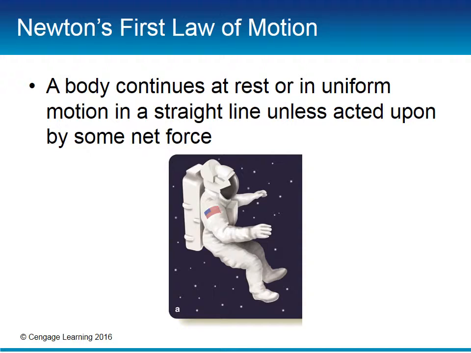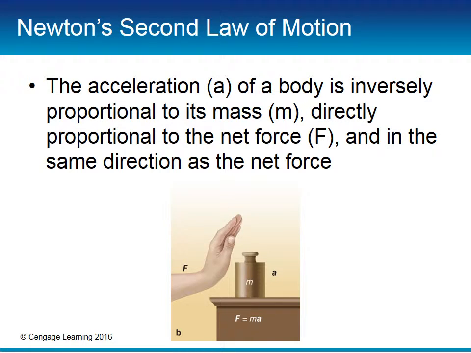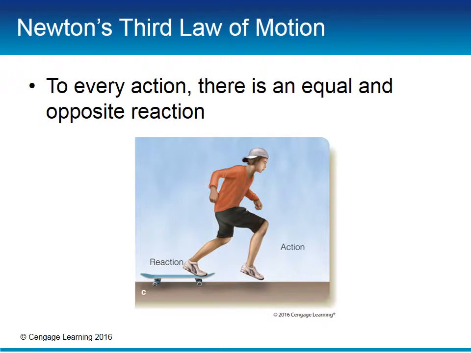Newton's first law of motion is that a body continues at rest or in uniform motion in a straight line unless acted upon by some net force. Newton's second law of motion is that the acceleration of a body is inversely proportional to its mass, directly proportional to the net force, and in the same direction as the net force. Newton's third law of motion is that for every action, there's an equal and opposite reaction.